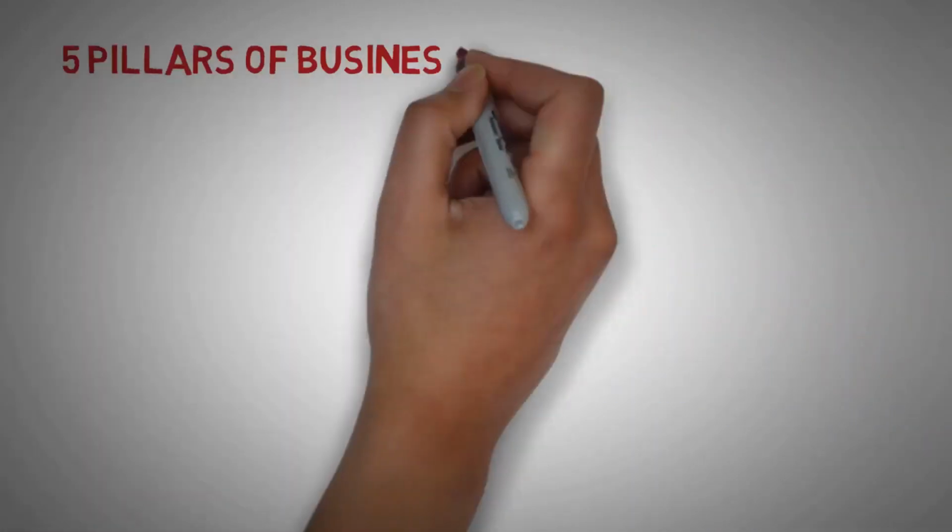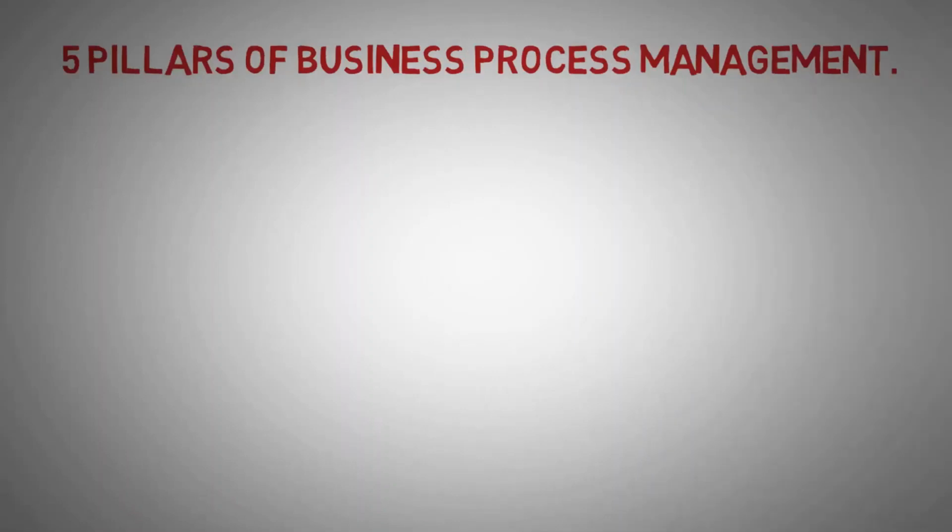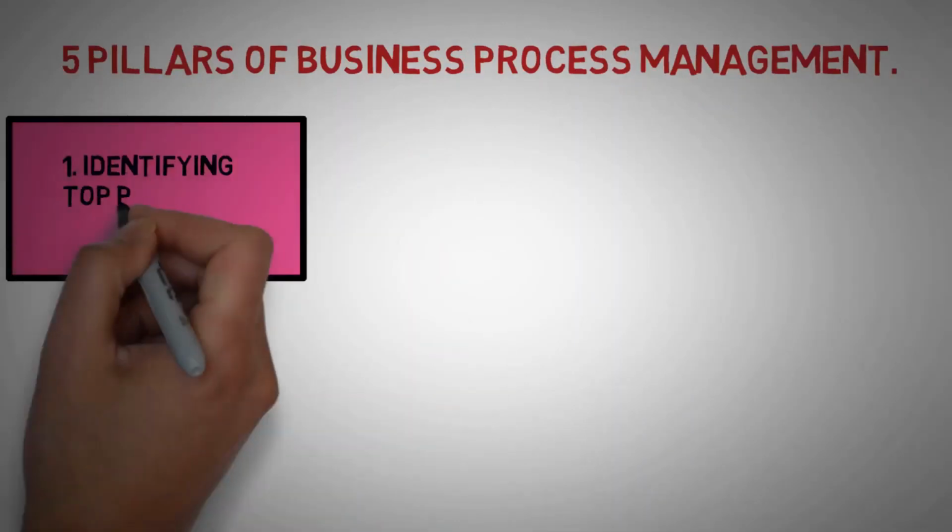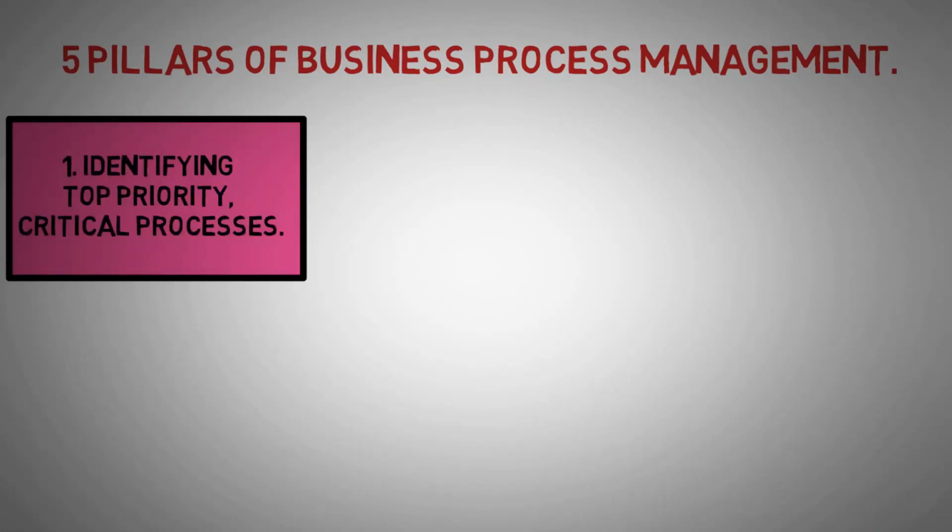Let's understand 5 pillars of business process management. 1. Identifying top priority critical processes. There are many processes at a worksite. It would take too much time and effort to identify and manage them all. Thus, it is necessary to identify which are most critical to patient and practice outcomes. These should be actively managed to ensure optimal, predictable outcomes that satisfy the patients and customers.